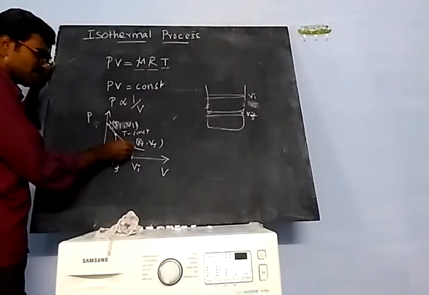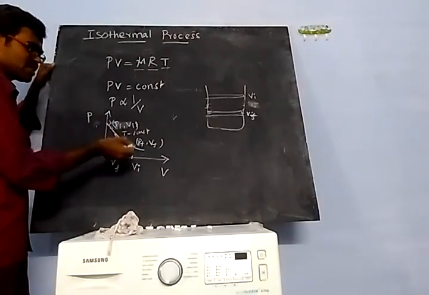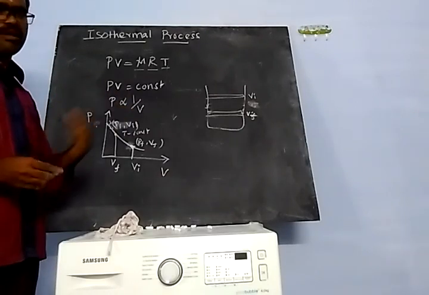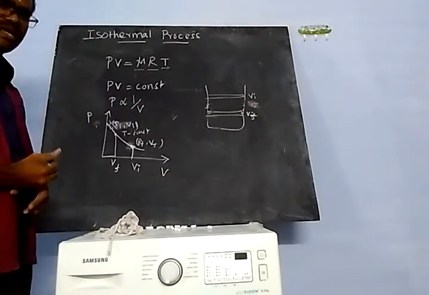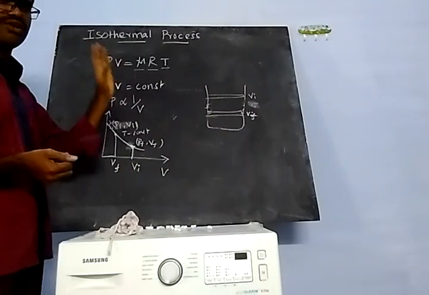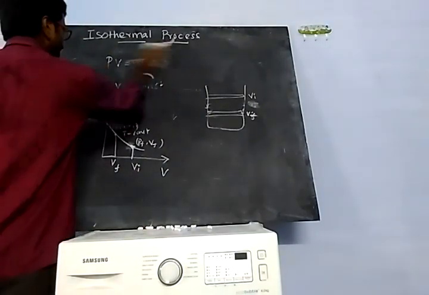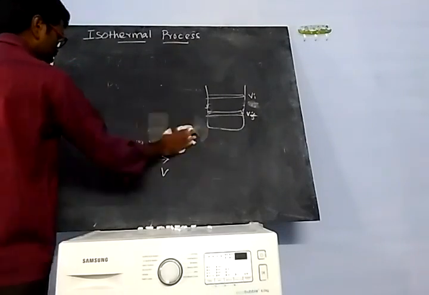What happens? The pressure gradually increases. So this graph also shows a parabola. Do you understand, ma'am? So this is called an isothermal process. Okay, then next, work done in an isothermal process.